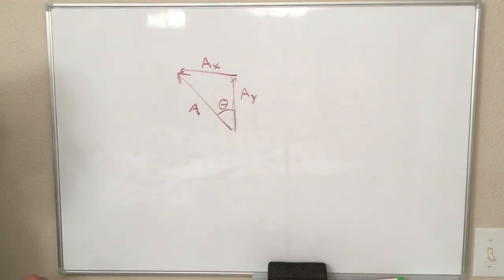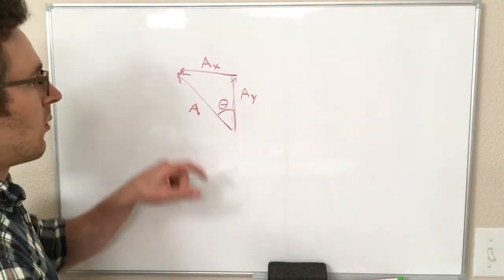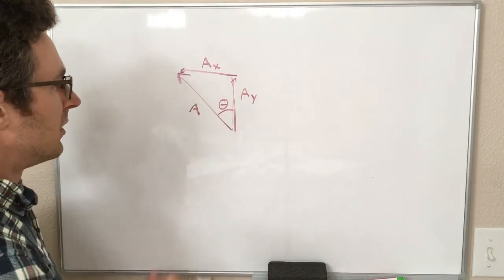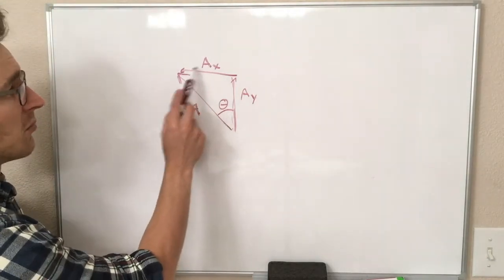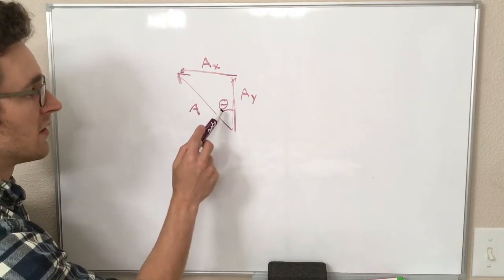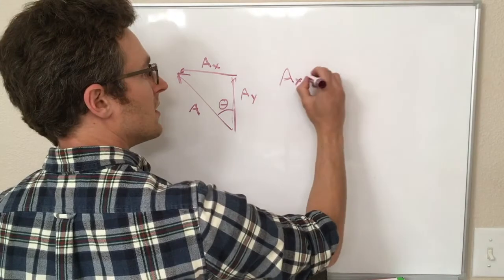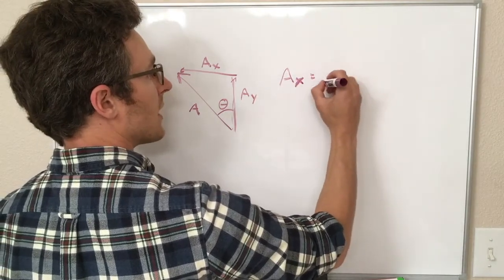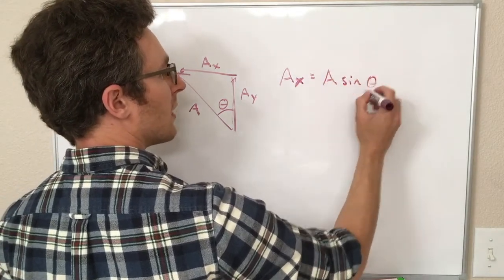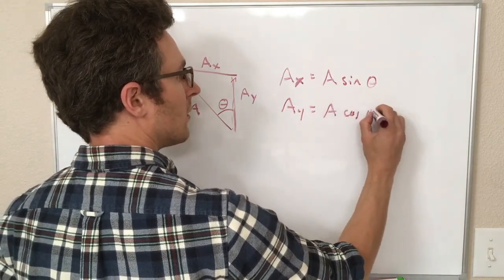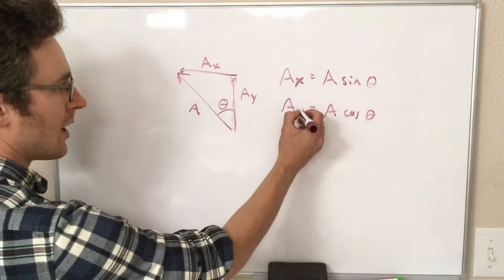Okay, so for Ax and Ay, those are the opposite and adjacent sides relative to this theta, but note that the x component is not the cosine in this case. The x component is opposite the theta, which means Ax is going to be the sine, so Ax equals A sine theta, the way we have this. Ay equals A cosine theta, again, the way we have it.